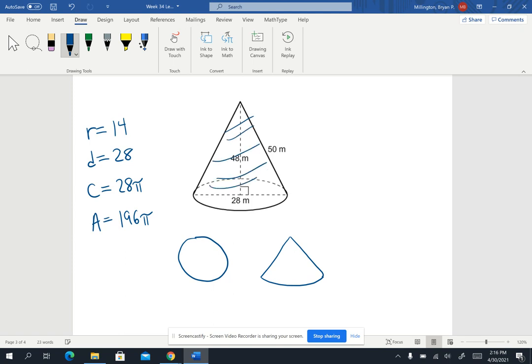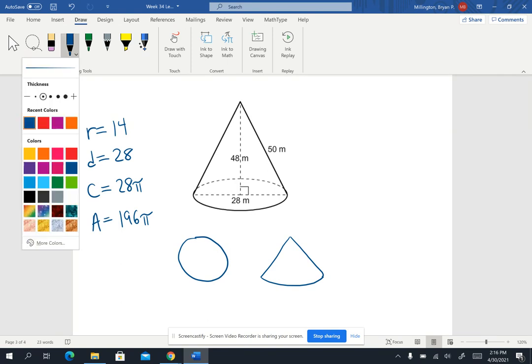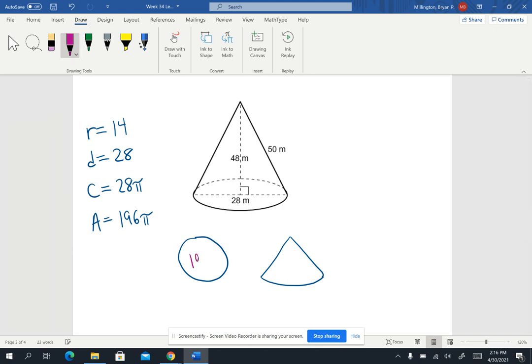This is the lateral edge of the cone. It's all the stuff around the sides, and that stuff ends up looking like a triangle when you unfold it. So the area of the circle, we already know from our RDCA that it is 196 pi. Boom, there it is. So 196 pi is our area of the circle part. Now the lateral part, remember when I said it's just like a triangle? It is just like a triangle.